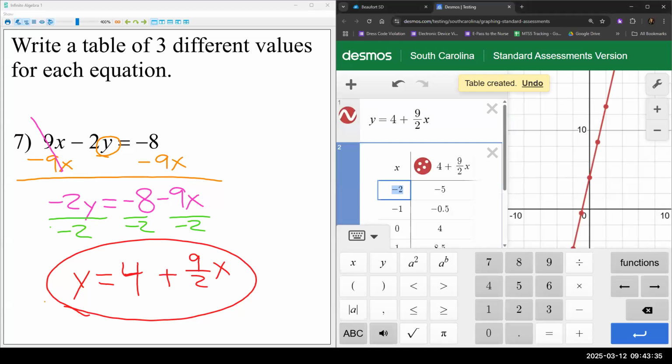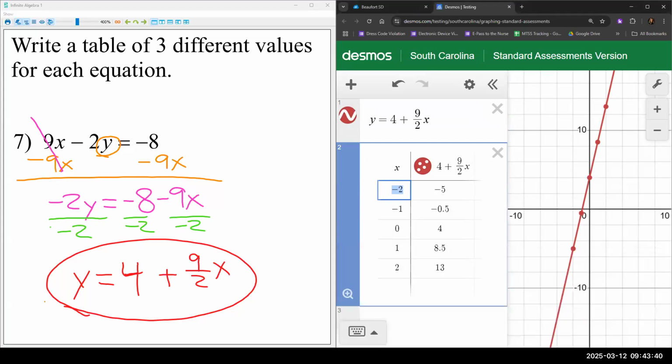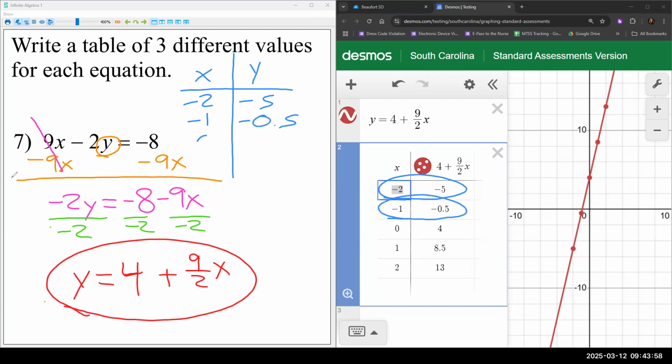I got some decimals in there. That's fine. It doesn't matter. Write down 3 of the values. X, Y. So -2, -5, -1, -0.5, and then I see 0, 4. There you go. 3 values, done.